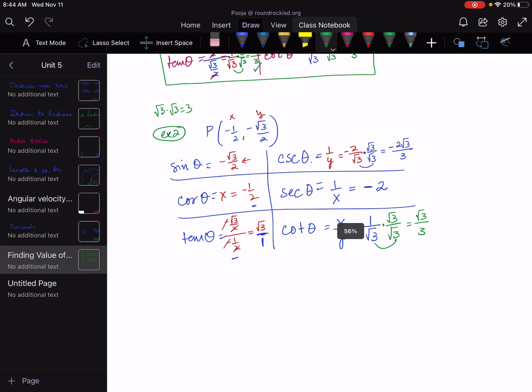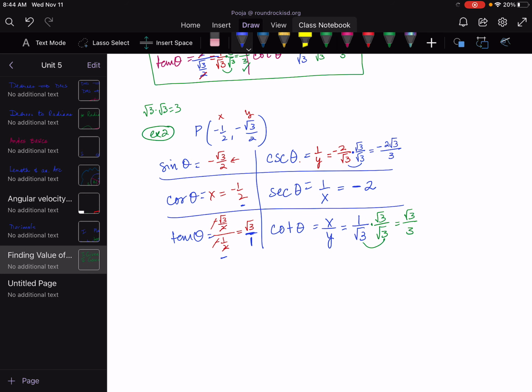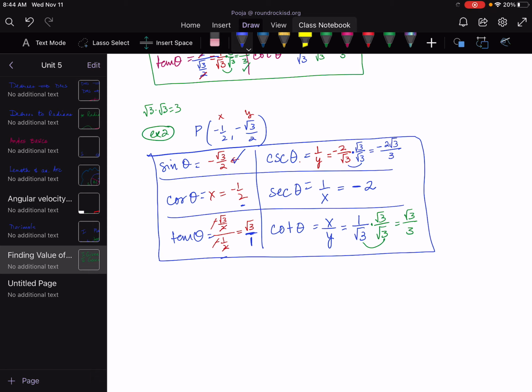There we go. They asked me for 6 trig functions, and I like to do them in a box so that everything is contained and symmetric. So sine theta, cosine theta is negative half, tangent theta, cosecant theta value is this, and then cotangent and secant are right there. I found it.